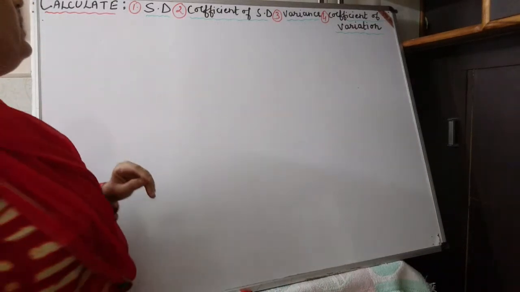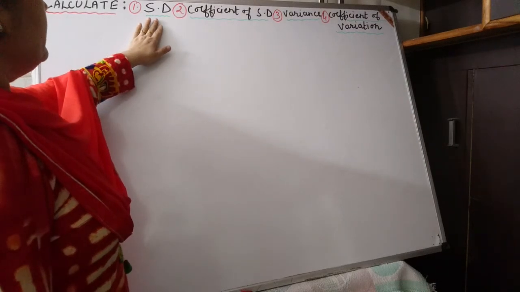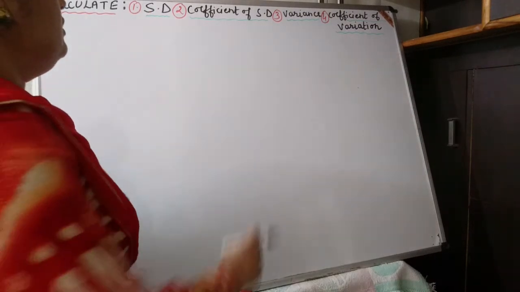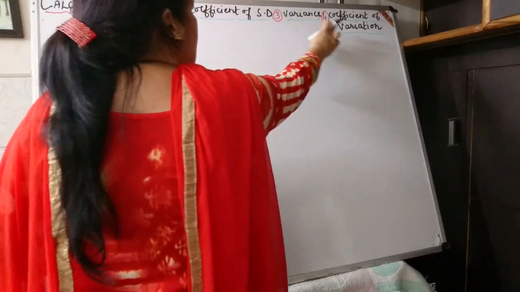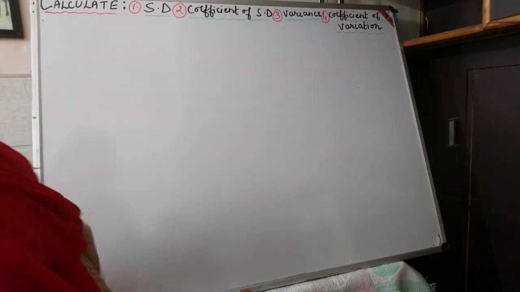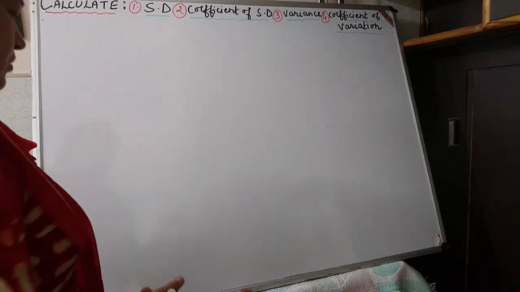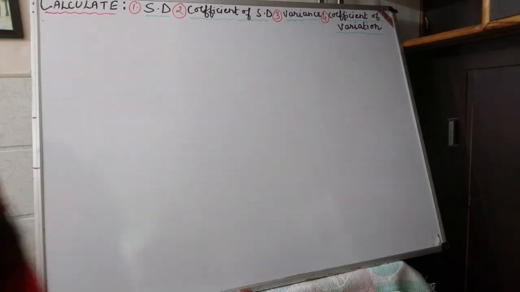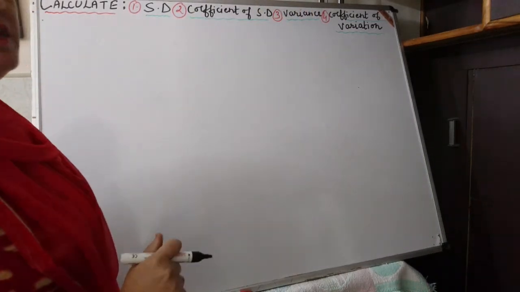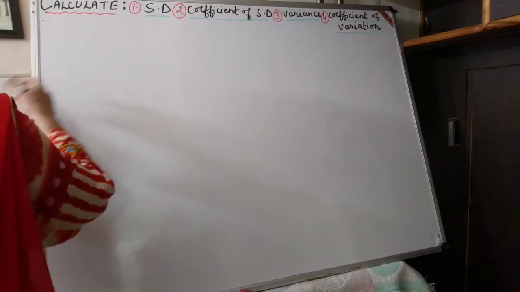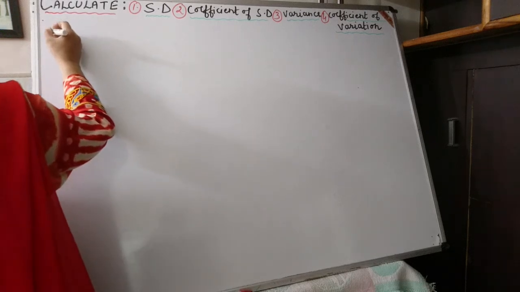In this video we will clear how we can calculate standard deviation, then coefficient of standard deviation, variance and coefficient of variation from a single statement. Let us write down the statement. These all are the measures of dispersion. For the statement, values are given.